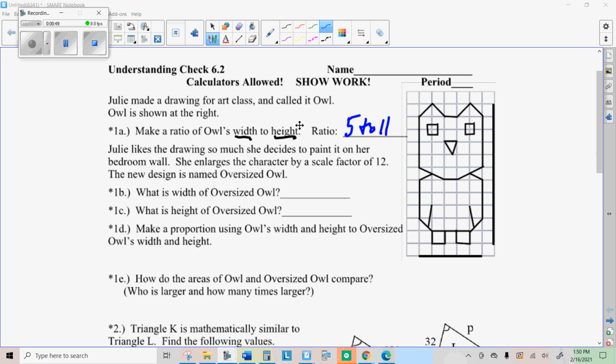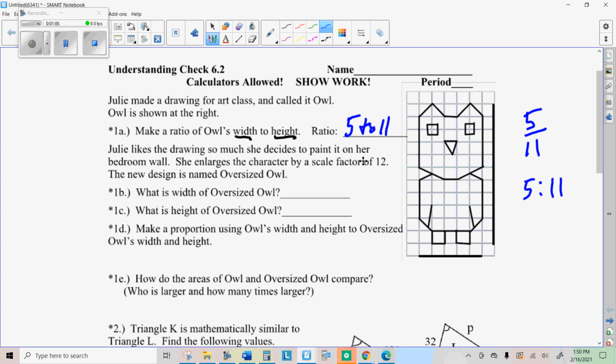All right, you should have got 5 for the width, 11 for the height, so the ratio is 5 to 11. Remember that you can also write that ratio as a fraction like that or like that.